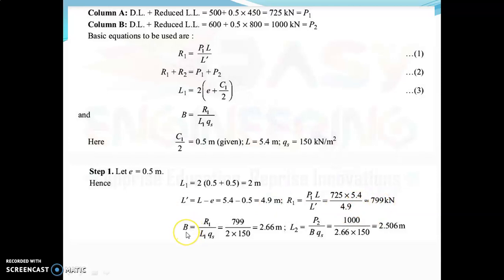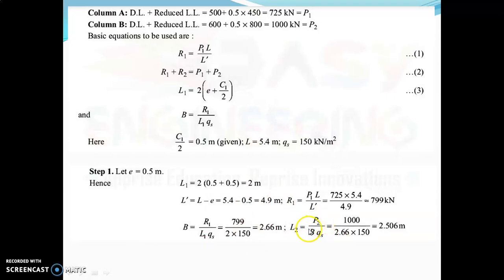Now let us find B. B is equal to R1 divided by L1 into QS. R1 is 799 divided by L1, L1 is 2, into QS, allowable pressure 150. So you get B is equal to 2.66 meter. Now calculate L2. L2 is equal to P2 divided by B into QS.